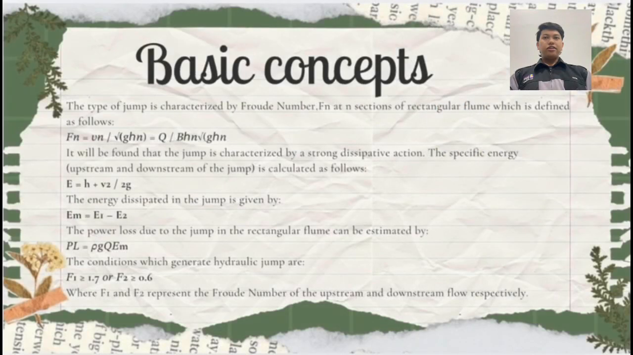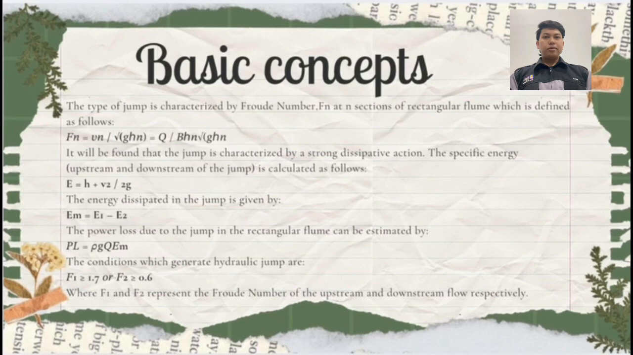The type of jump is characterized by the Froude number at the end section of the rectangular flume, which is defined as follows: F1 equals V1 over square root of g H1, equals Q over B H1 square root of g H1. It will be found that the jump is characterized by a strong dissipative action. The specific energy upstream and downstream of the jump is calculated as follows: E equals H plus V squared over 2g.